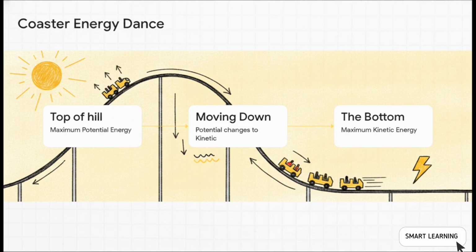Picture it. Step 1. The coaster clicks its way up, up, up to the very top of the highest hill. It pauses for just a split second. Right there, that's maximum potential energy. High mass, gravity pulling down, maximum height. Then step 2, it plunges. As it drops downward, the height decreases, but the speed increases. The potential energy is actively, rapidly changing into kinetic energy. And by step 3, when it hits the absolute bottom of that hill at maximum speed, it has maximum kinetic energy. The total energy was completely conserved the entire time. It just flawlessly converted its stored, waiting potential into zooming kinetic action.